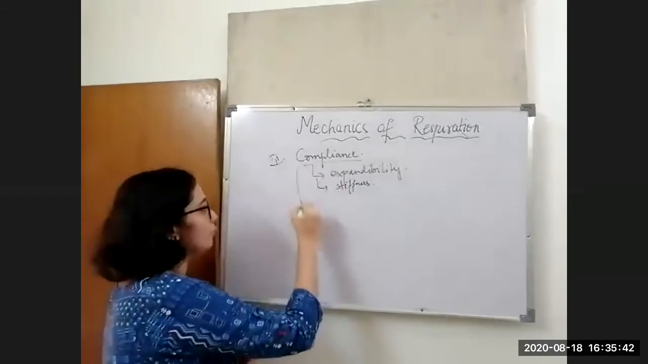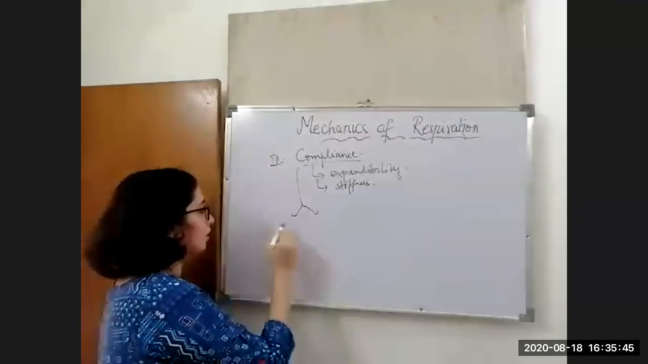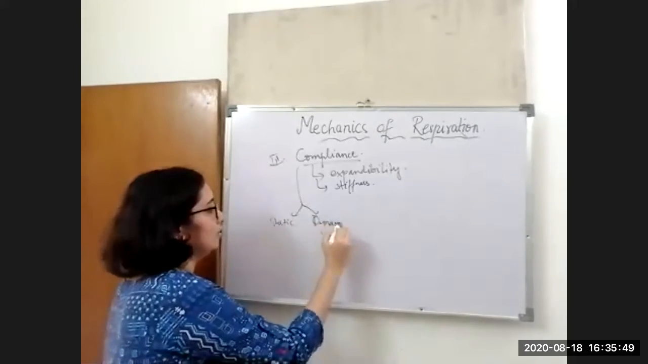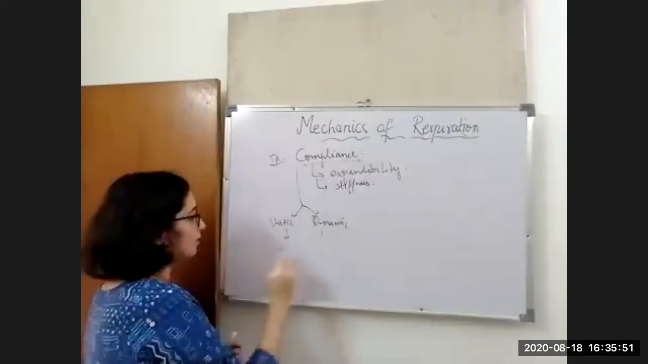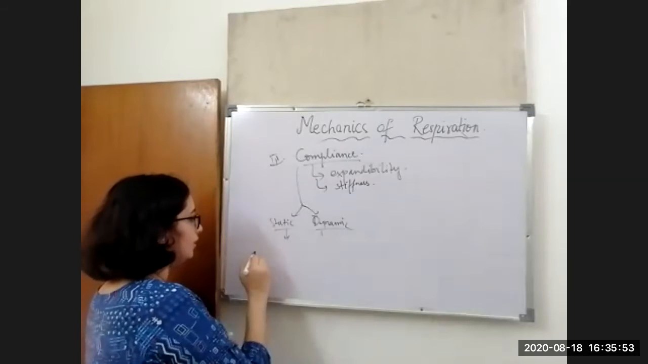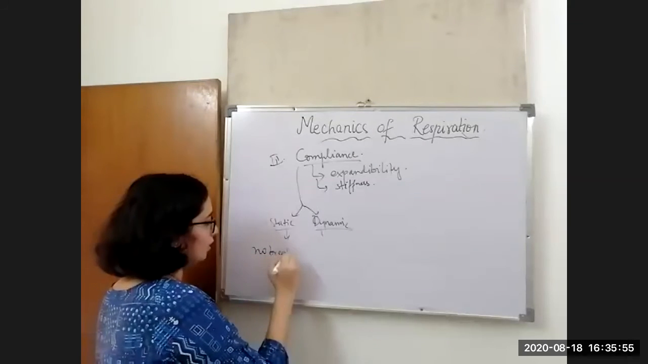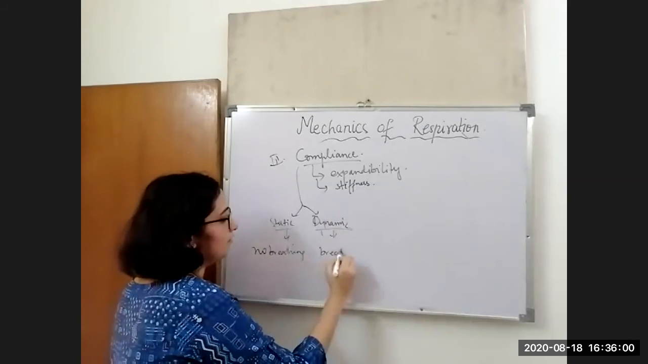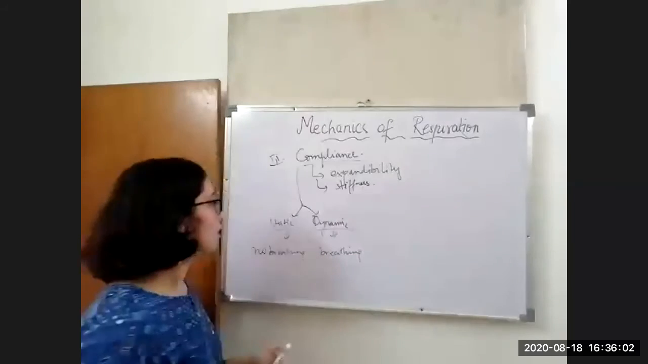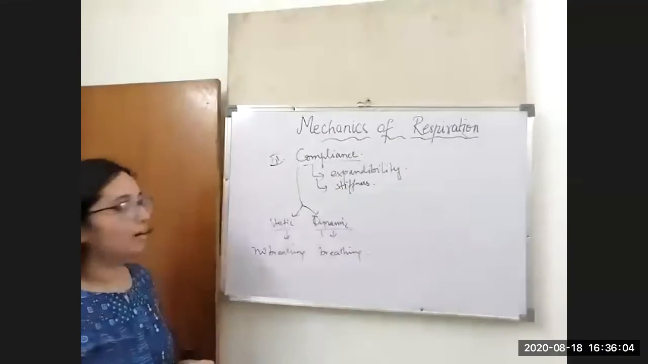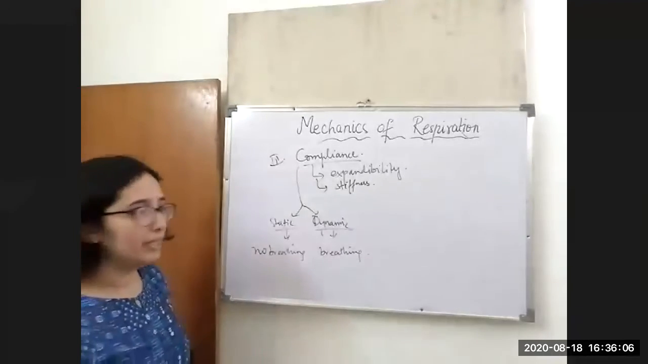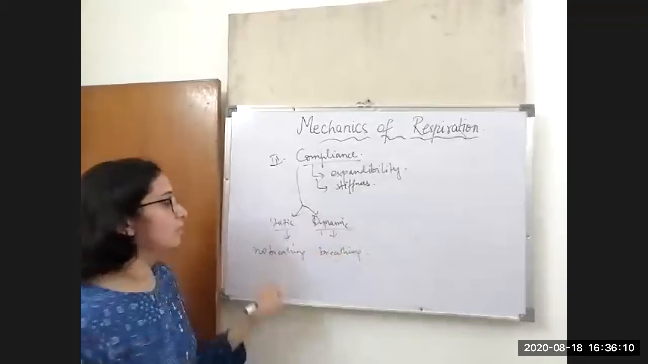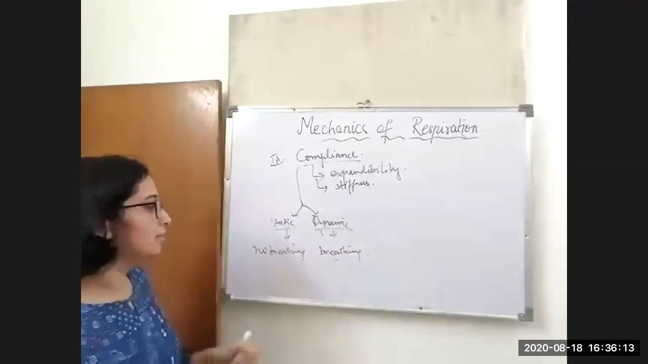Now, it is also of two types. One is static and one is dynamic. Static is measured when there is no breathing, in resting condition, and dynamic is when there is breathing. So static compliance means the expandability of lungs when there is no breathing, or when the lungs are in resting condition, and in dynamic, the expandability is measured when there is breathing.